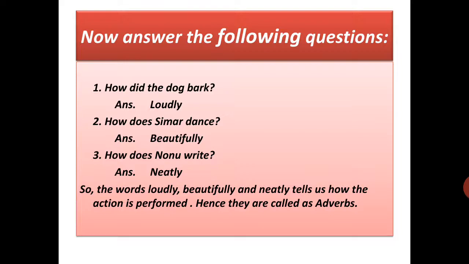ये तीनों words हमें ये बता रहे हैं कि action कैसे हुआ है. Dog ने barking कैसे की थी? Loudly. How Simba was dancing? Beautifully. And how the Nonu was writing? Neatly. So these three words are telling us how the action was performed. Hence, such words are called adverbs because they tell us how the action is performed.